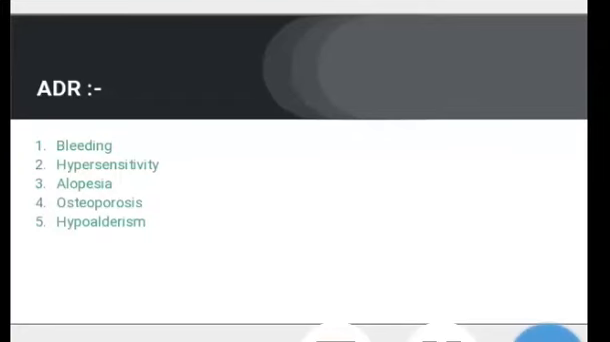Now the common adverse reactions with heparin are bleeding, in which the drug is not able to stop the bleeding, so there is continuous bleeding due to the anticoagulant activity of heparin. That's why. Another ADR is hypersensitivity.